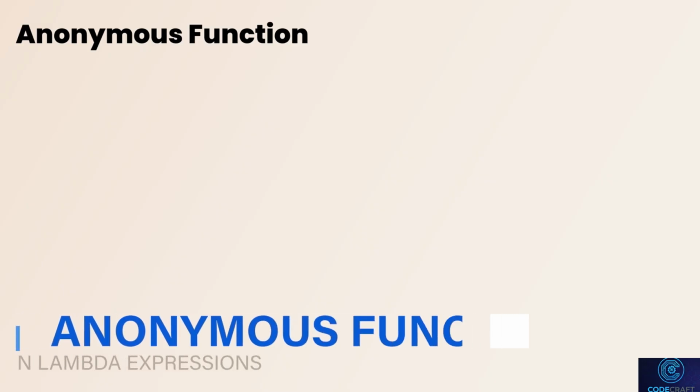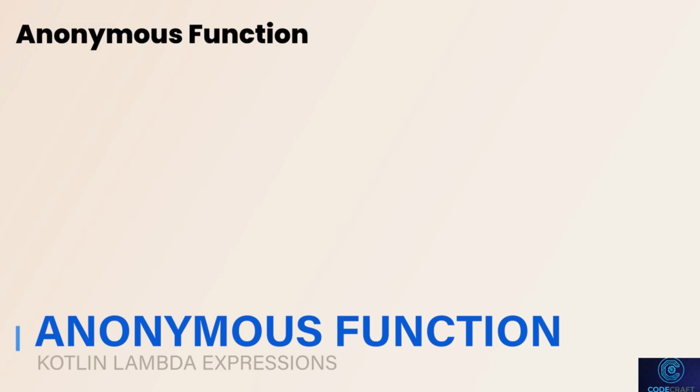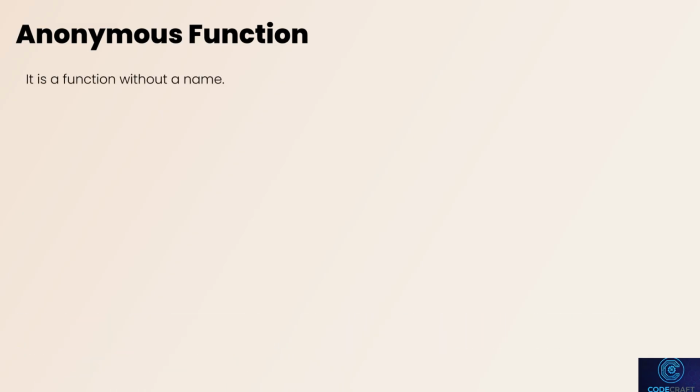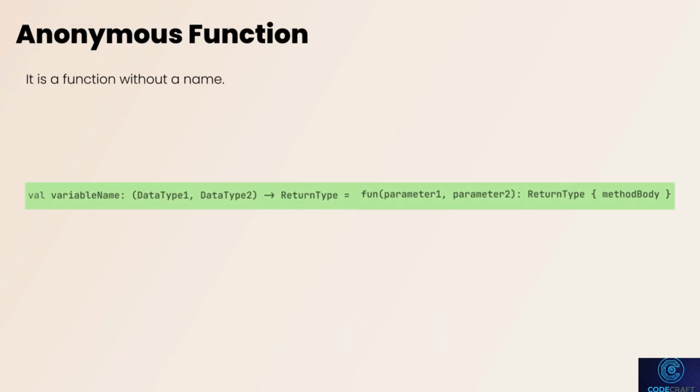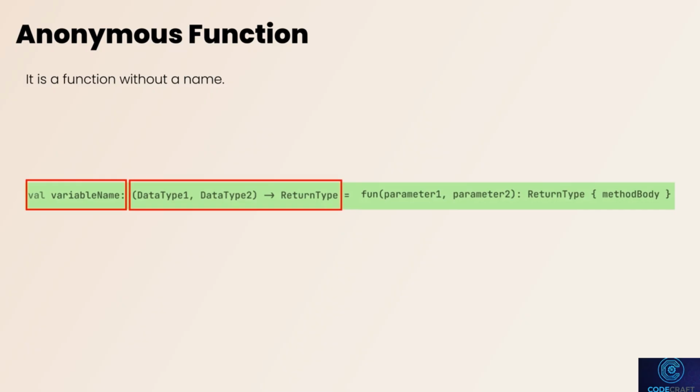Welcome back. In Kotlin, anonymous functions are a way to define a function without giving it a name. They are often used for creating small, one-off functions that are passed as arguments to other functions or used in local scope. Anonymous functions are similar to lambda expressions, but they allow you to specify the return type explicitly, whereas lambda expressions often infer the return type from the context.